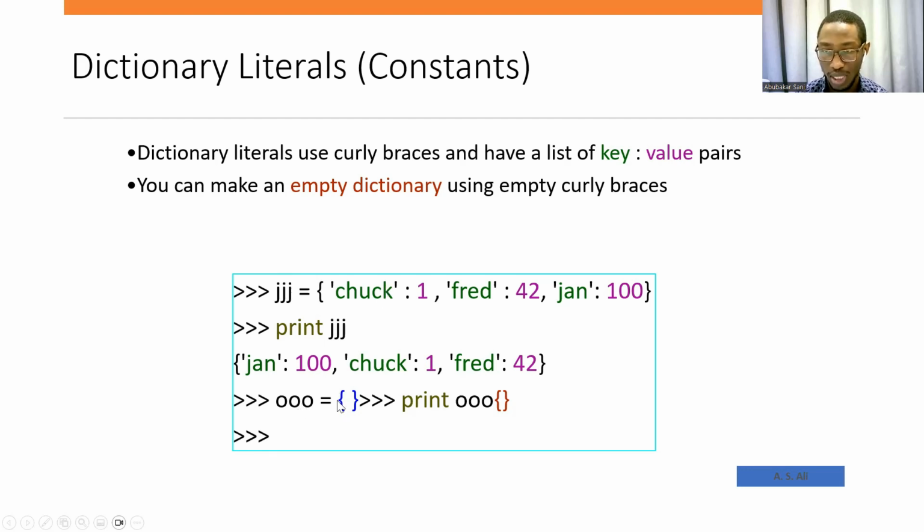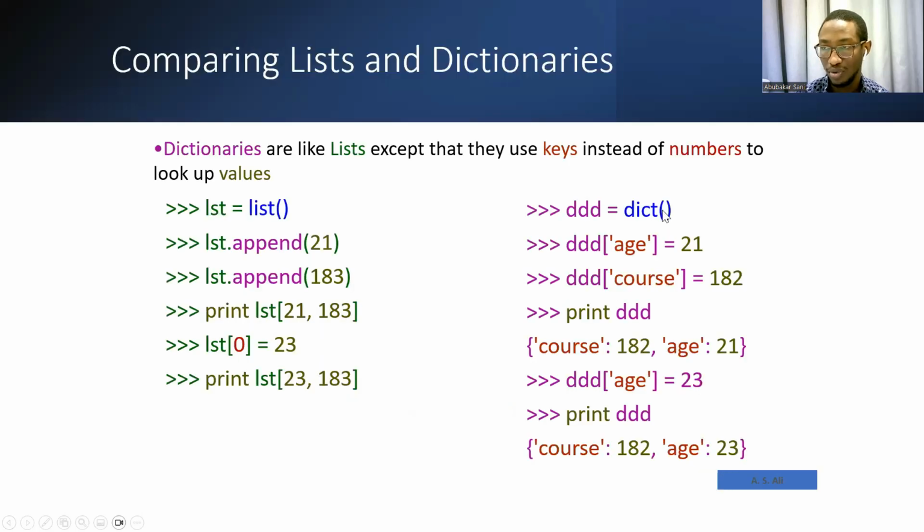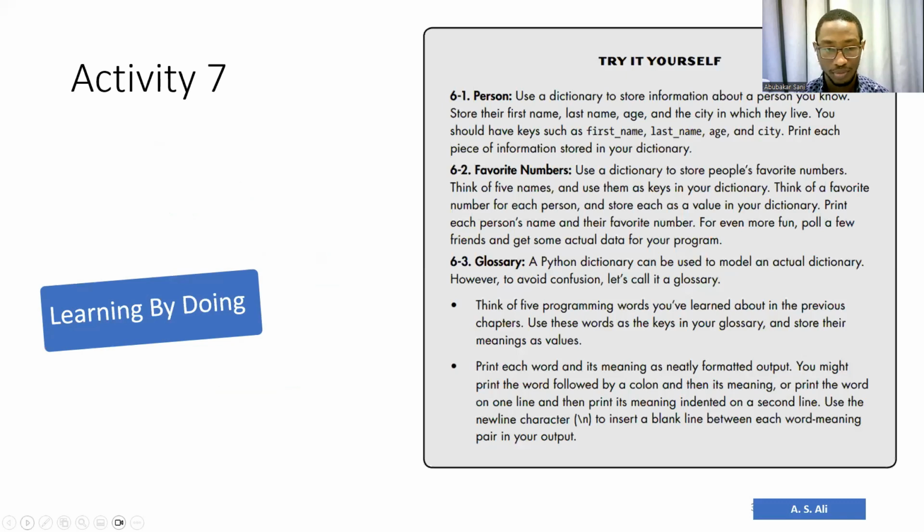For example, curly braces without anything inside is what? It's an empty dictionary. So it's the same thing as saying dict with brackets, which will create an empty dictionary. Same thing for list: you can have something like this, and you will create an empty list. If you put my empty list equals to a square bracket open and close without anything inside, it becomes an empty list. So these are what we have. We have lists, we have tuples and dictionaries. So let's do some activity related to dictionaries.